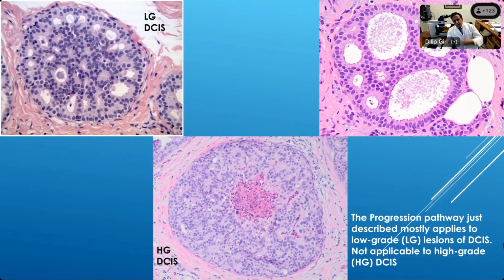So the progression pathway, and I think I alluded to this earlier, the progression pathway that we described earlier, this mostly applies to low grade, that sequential kind of progression only applies to low grade. It's not applicable to high grade DCIS. The life history of this is so rapid that you are unlikely to actually see the progression. In fact, in higher grade lesions, you may not even see DCIS. The first encounter for this kind of lesion may be in the form of invasive carcinoma.